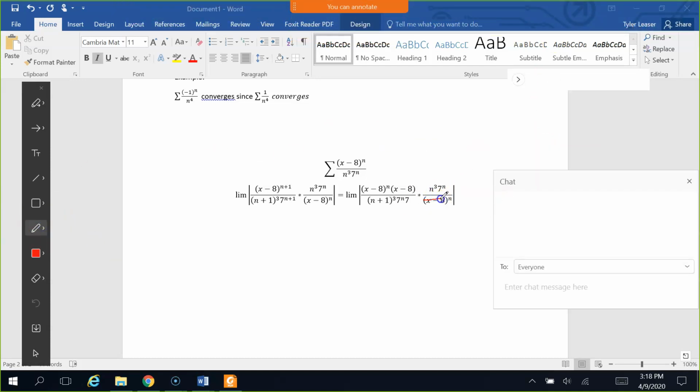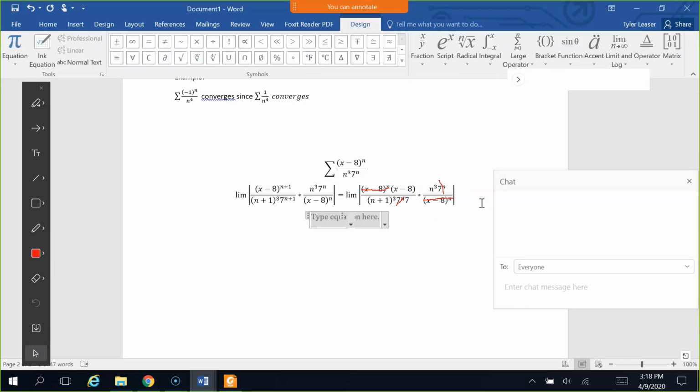So this x minus 8 to the n cancels out with this x minus 8 to the n. This 7 to the n is going to cancel out with that 7 to the n. So what we're left with is still the limit, still the absolute value. We're going to have an x minus 8 and an n cubed up top.